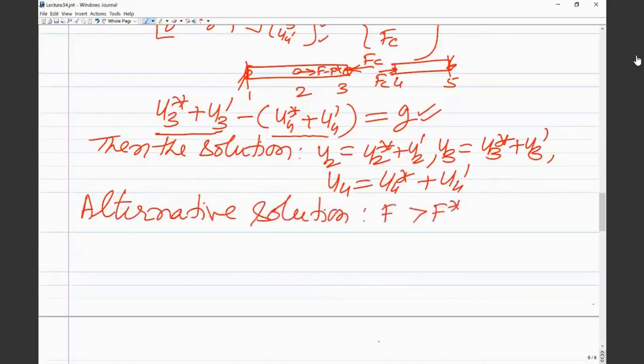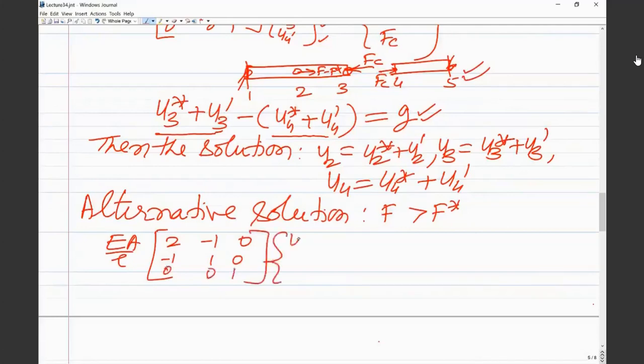So the situation is the same, what I have listed and drawn here. If you look at the conditions now, the element level stiffness matrix is the same, EA by L times [2 -1 0; -1 1 0; 0 0 1], and U2, U3, U4 are the total solution. On the right hand side you will have total force minus the contact force, and here plus the contact force, because here it is in the negative x direction and here it is in the positive x direction.